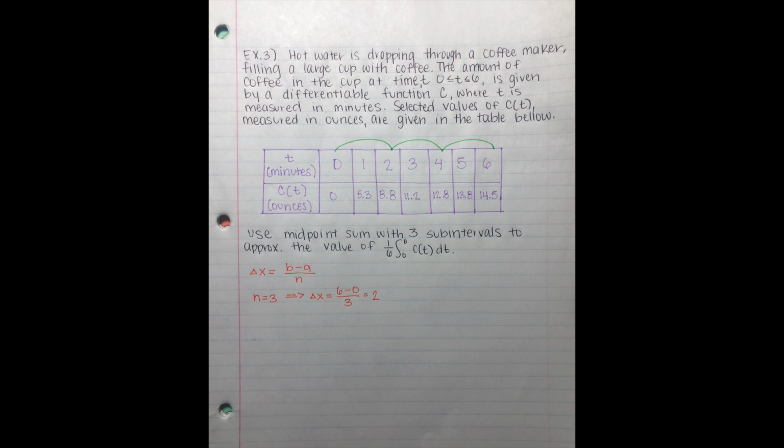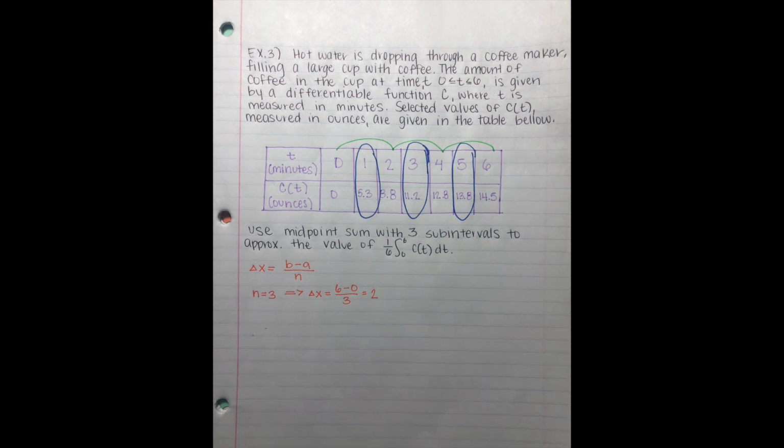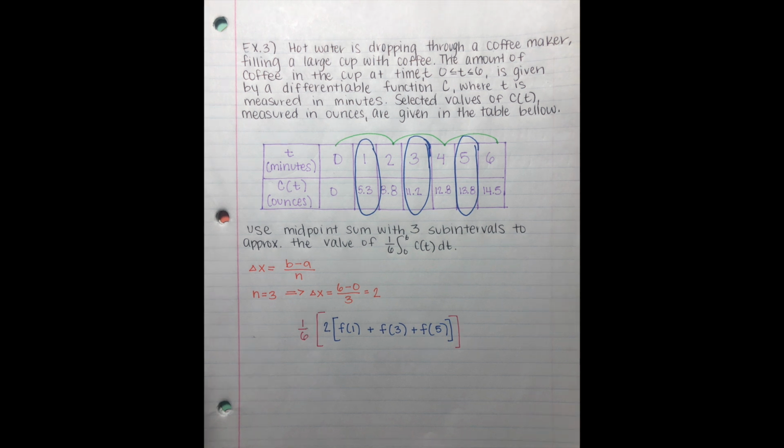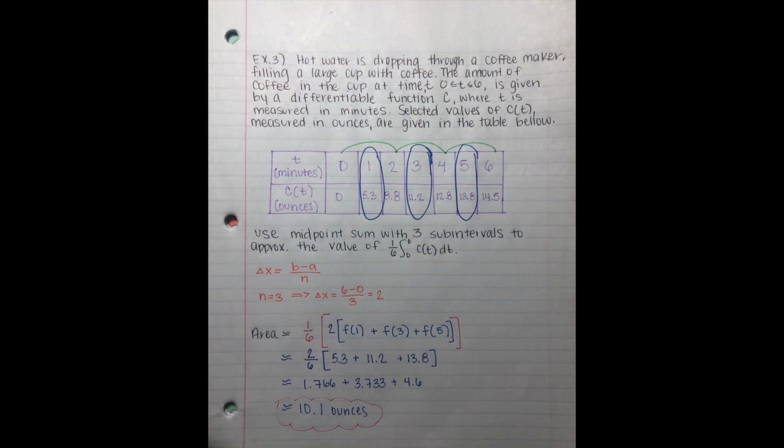To find the change in x, use b minus a over n. You get 6 minus 0 over 3, which equals 2. Since it's 2, you will start from the first value, 0, and skip 2 each time. Since we're doing midpoint, you use the value in between each subinterval. In this case, you will use f of 1, f of 3, and f of 5. Remember to multiply everything by 1 over 6. Your answer is 10.1 ounces.